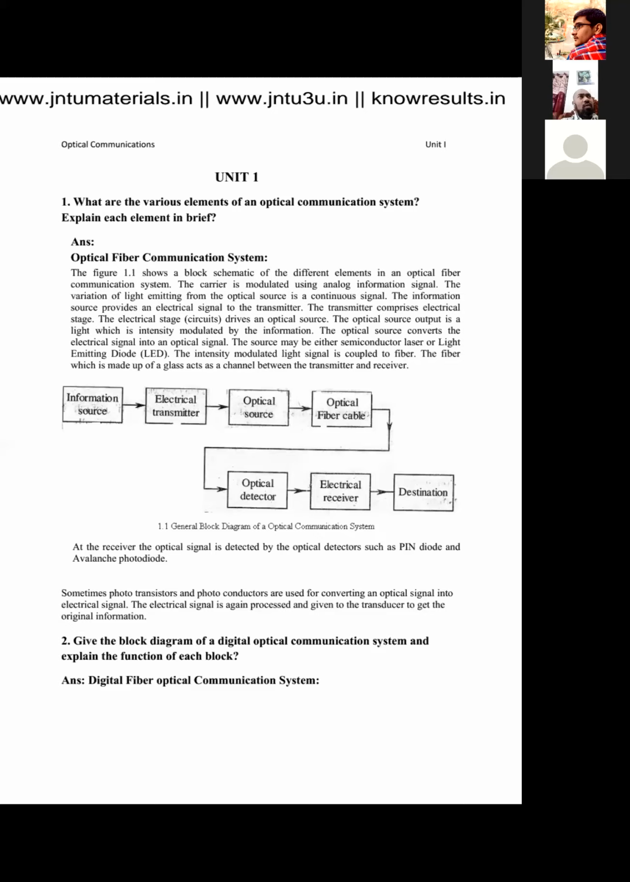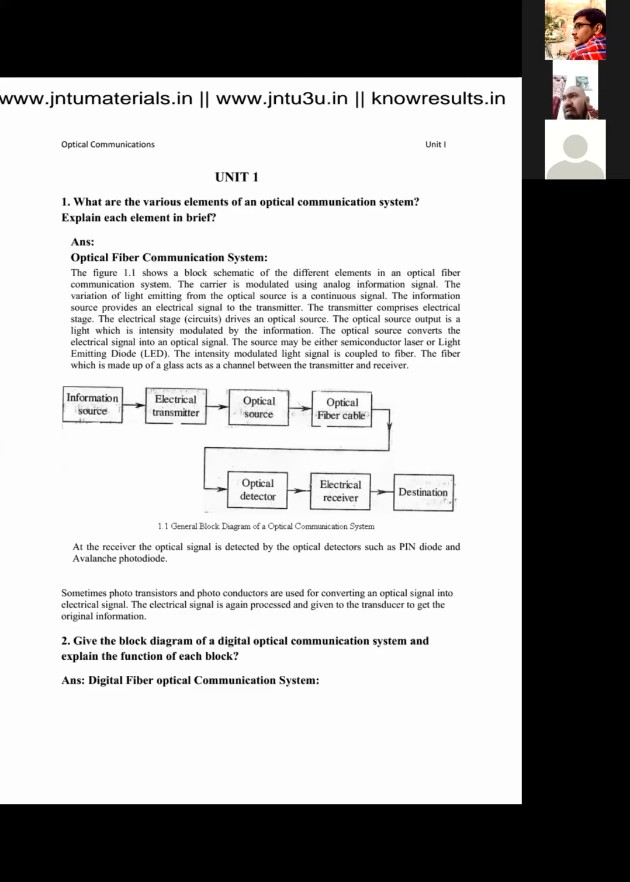Now I am talking about the optical communication block diagram. What do you mean by optical energy? It is light energy. But what type of energy are you sending here from the information source? Electrical energy. Now, there is a need to convert this electrical energy into optical energy. Hence, I will use an optical source. The example for an optical source is either an LED or a laser.